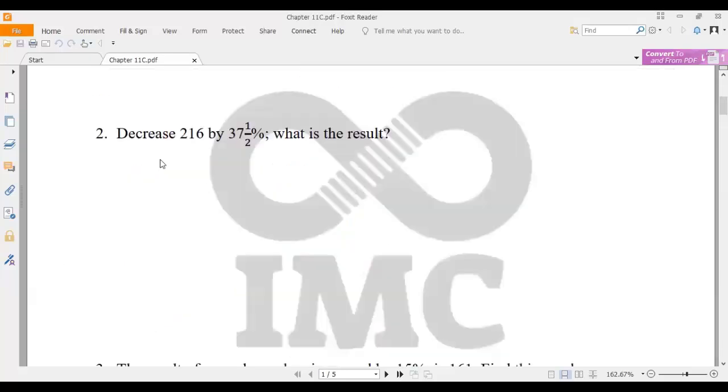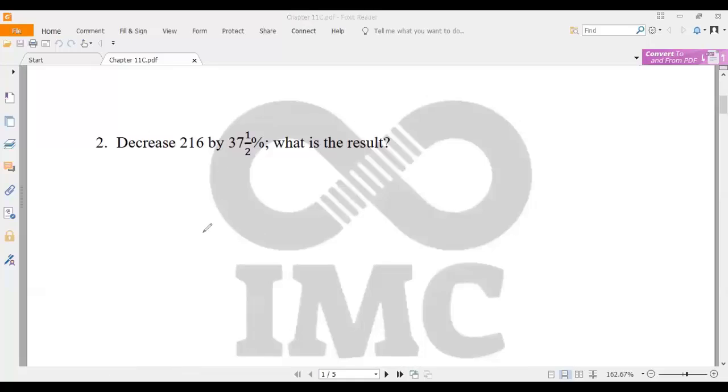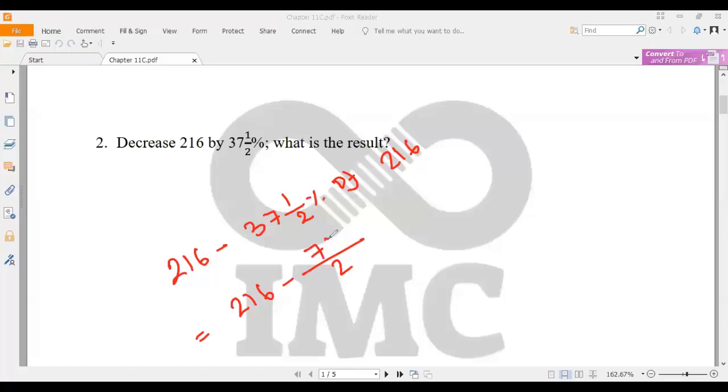Now question number 2, decrease. Decrease means we need to subtract. So 216 minus 37 and a half percent of 216. Okay. Of means multiplication, and percentage means divided by 100. Now we need to calculate this one, then we'll get our final answer.